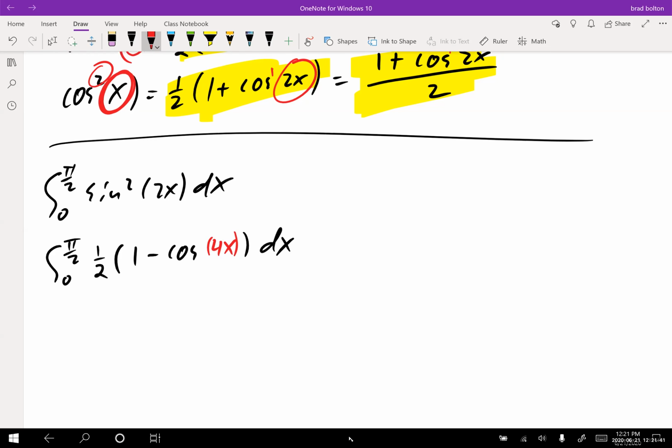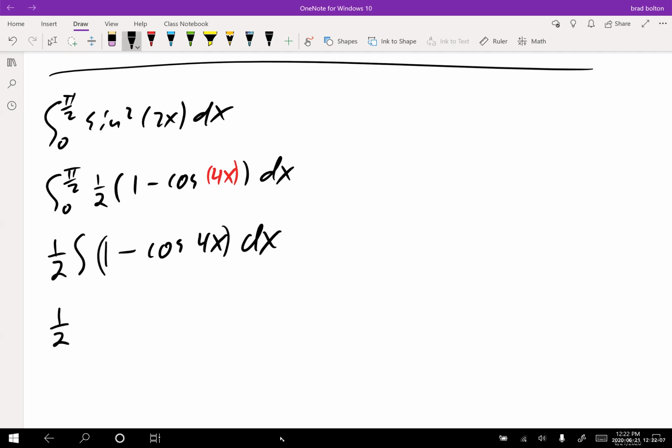Okay, so then, let me see here. What I could do is say this is 1/2 integral of 1 minus cosine 4x dx. I actually did this differently another time, but this should be okay. Yeah, I think this is okay. So now what I need to do is split it. So this would become 1/2 times the integral of dx minus 1/2 times the integral of cosine 4x, limits of integration from 0 to pi over 2.